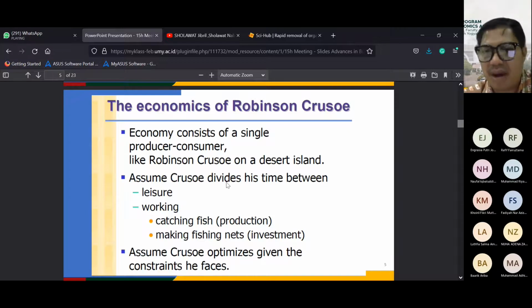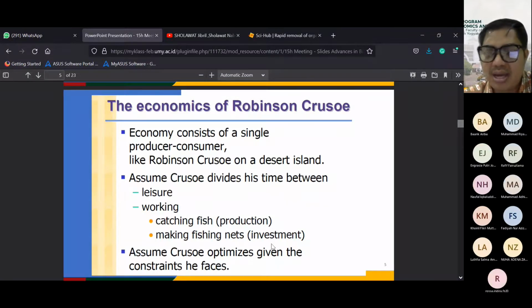Assume Crusoe divides his time between leisure, to relax, and working periods, and these working periods are divided into catching fish and making fishing nets. So it means that he divides the activity into production and investment. So these two things, production and investment, are related with the real economy, isn't it?